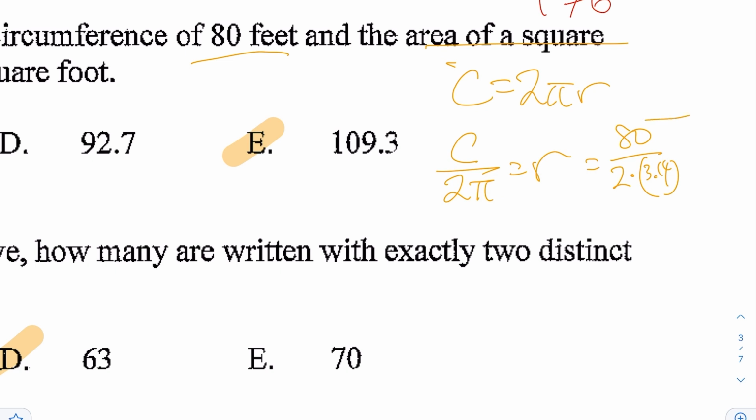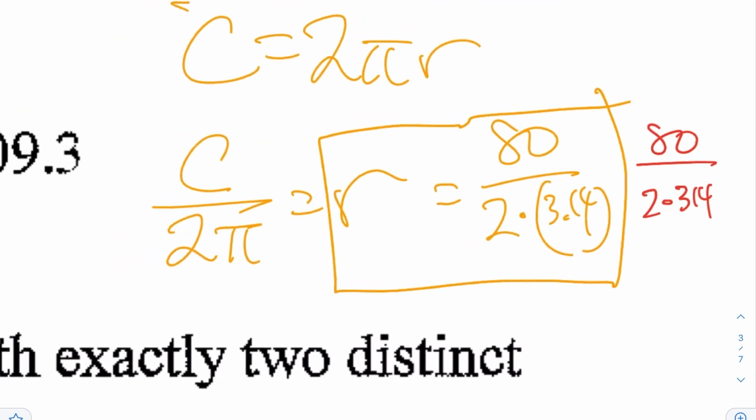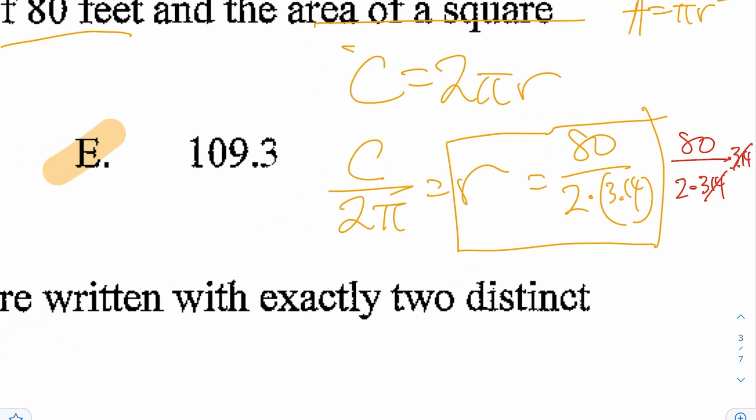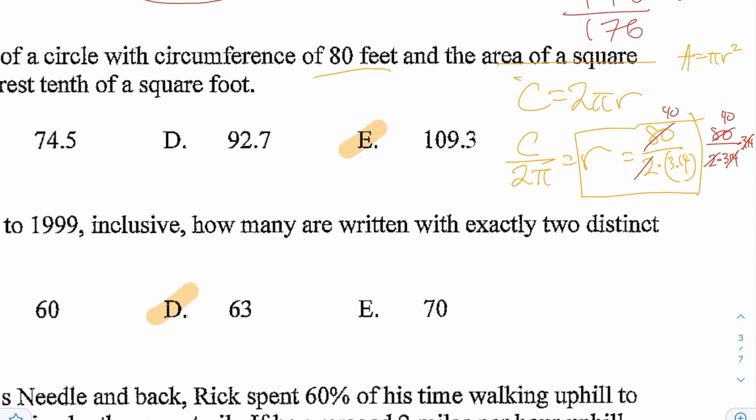So once you have the radius, the area is pi times r squared. So you have to multiply this by itself, and then multiply by 3.14, which will cancel out with one of the 3.14s at least. All right, and then we can simplify 80 and the 2 to form 40. So this will be 40 times 40 divided by 3.14, or 1600 divided by 3.14.